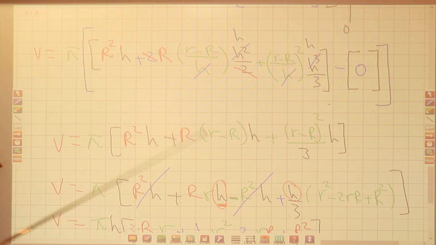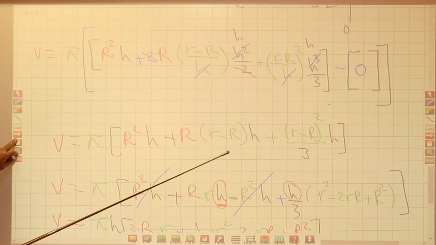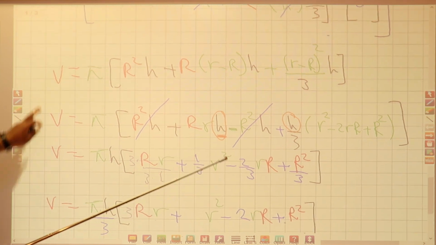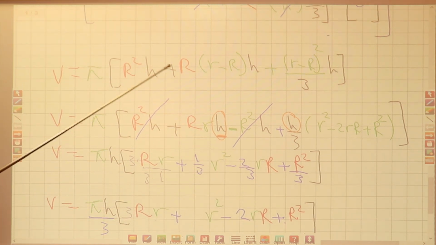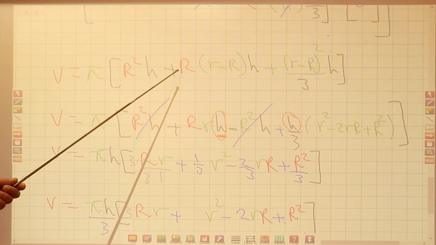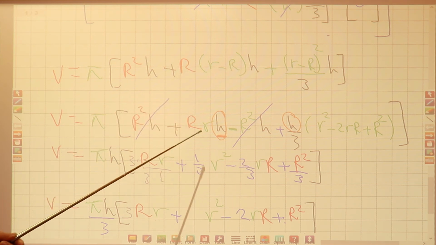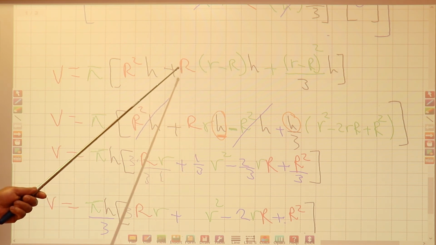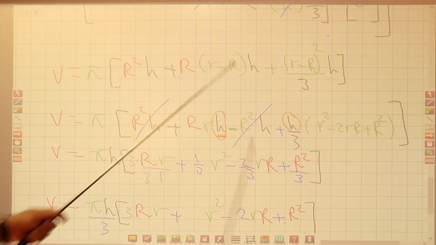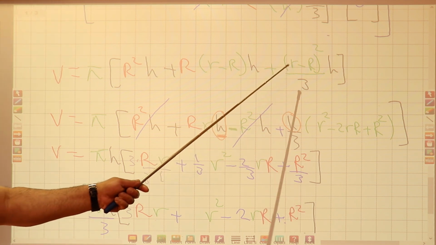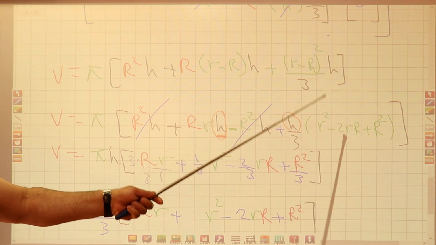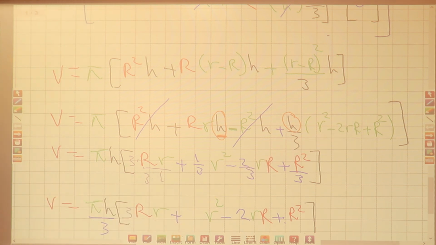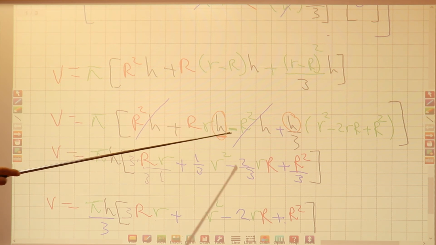Now look here. After this step it is algebra. I multiply: r times h, Rh, minus r times r, r squared h, plus h over 3 times (R minus r) squared, which is R squared minus 2Rr plus r squared. Good. What happened here? R squared h cancels with r squared h.